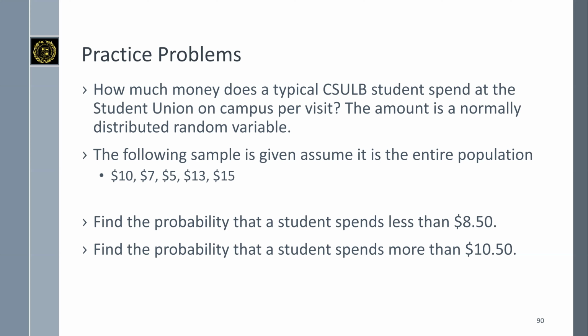So if I was attacking this question, what I would do is I would look at the 2 questions first. So find the probability that a student spends less than $850. So I would set up the probability statement. Try to make it as easy as possible for you so you know where to go from here. So it's the probability that X is less than 850. The reason why it's less than, we see less than. And the next question, find the probability that a student spends more than 1050. So the probability that X is greater than 1050.